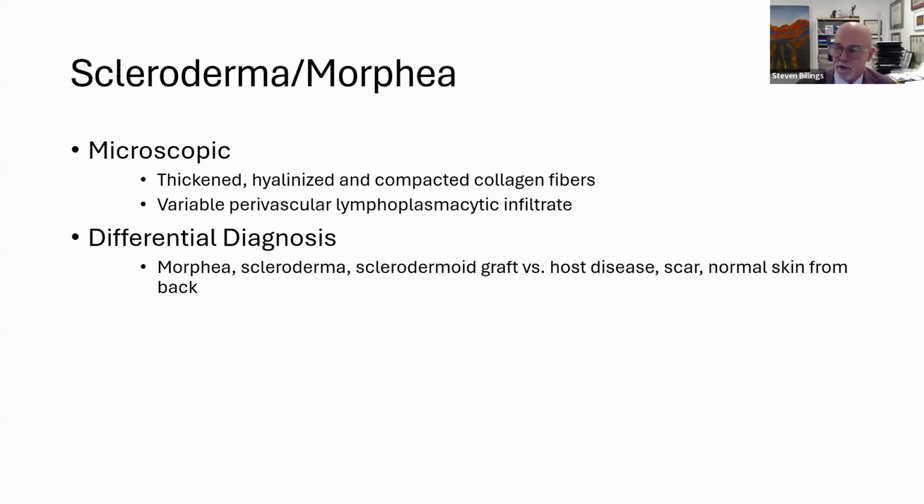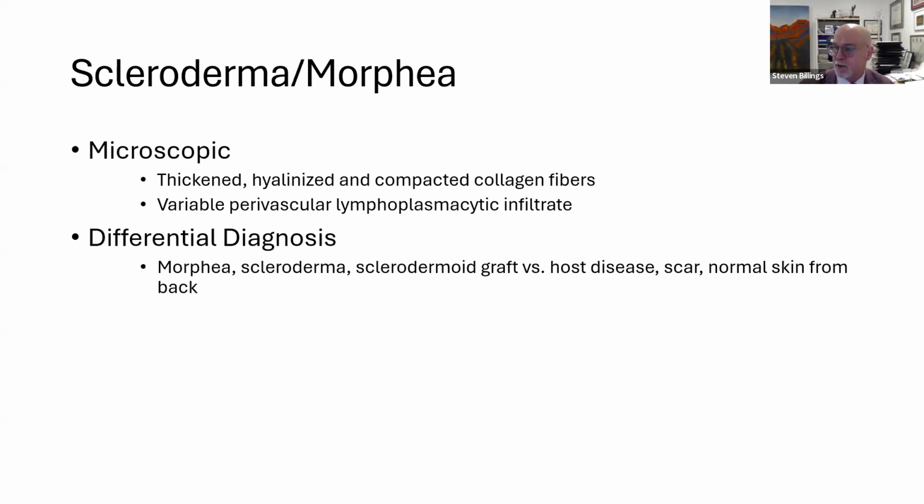Microscopically, both morphea and scleroderma are identical. You see thickened, hyalinized, and compacted collagen fibers, so you lose the normal spacing between the collagen fibers of the reticular dermis. And then you have usually a variable, mild perivascular lymphoplasmacytic infiltrate. In the very early stages of scleroderma and morphea, before you see much alteration of the collagen, it's that perivascular lymphoplasmacytic infiltrate that is the clue to the diagnosis.